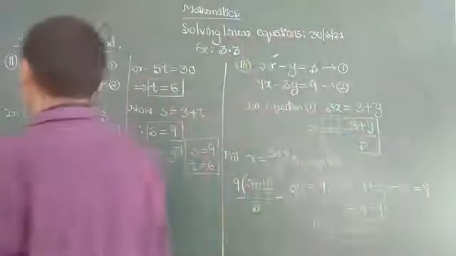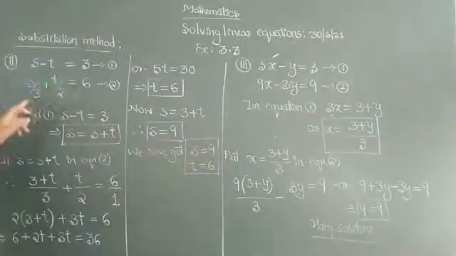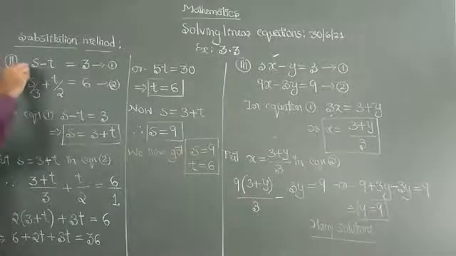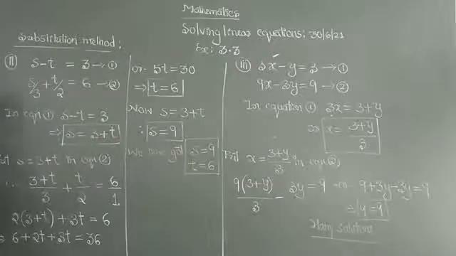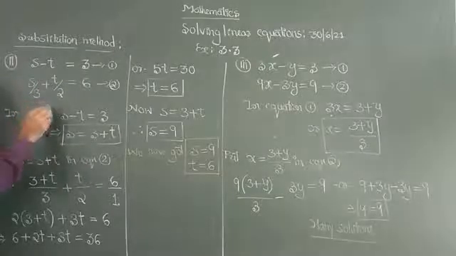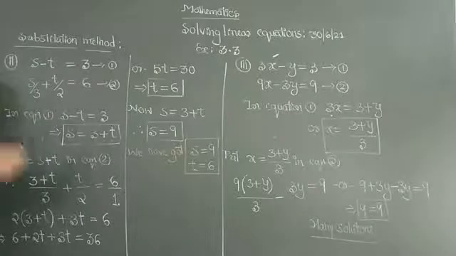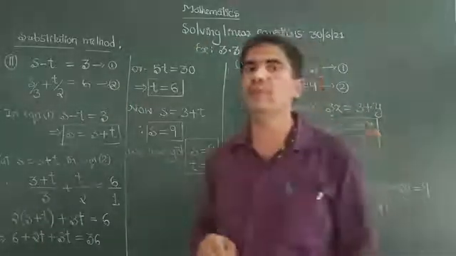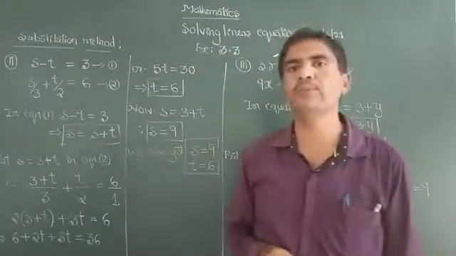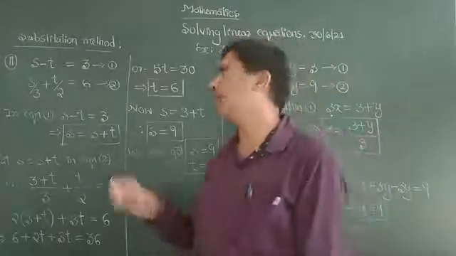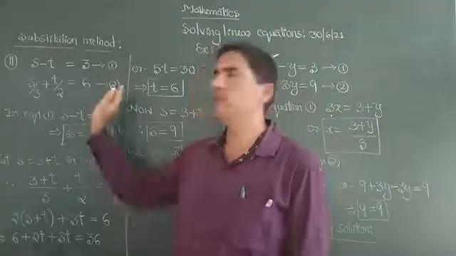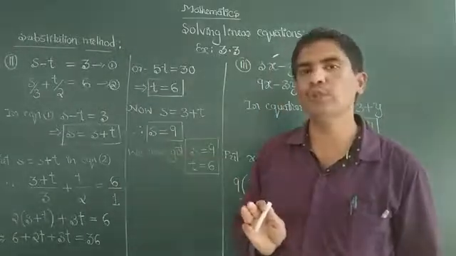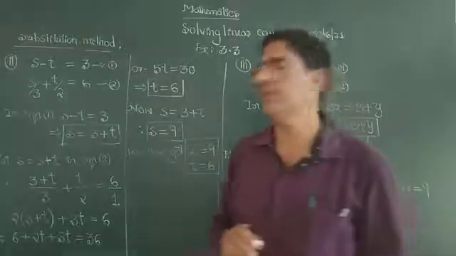Second question is s minus t equal to 3, s by 3 plus t by 2 equal to 6. These two are linear equations in two variables. We are trying to solve them by using substitution method. Again remember, there are many methods of solving a pair of linear equations. Either you can do by substitution or by elimination method or by graphical method. We are discussing now only one type, that is substitution method of solving linear equations.